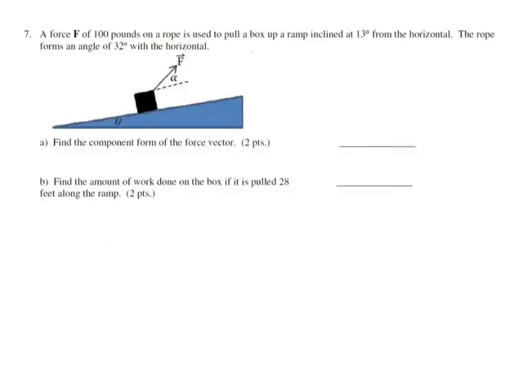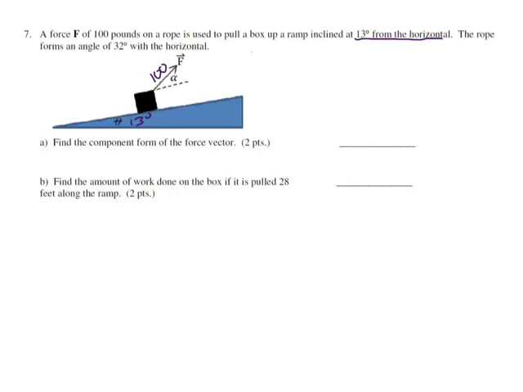Let's try another one. In this problem, we have a box being pulled up a ramp. We're pulling it with a 100-pound force. So let's go ahead and label as we go. So this is 100 pounds, and it's pulling up the rope. And the ramp is at a 13-degree angle with the horizontal. So this is 13 degrees for theta.